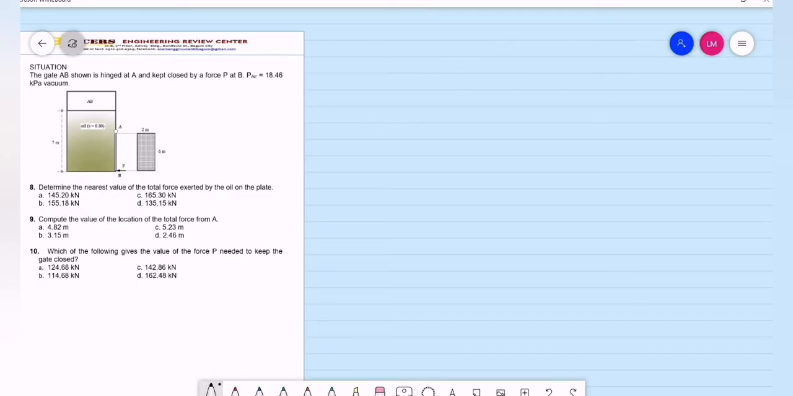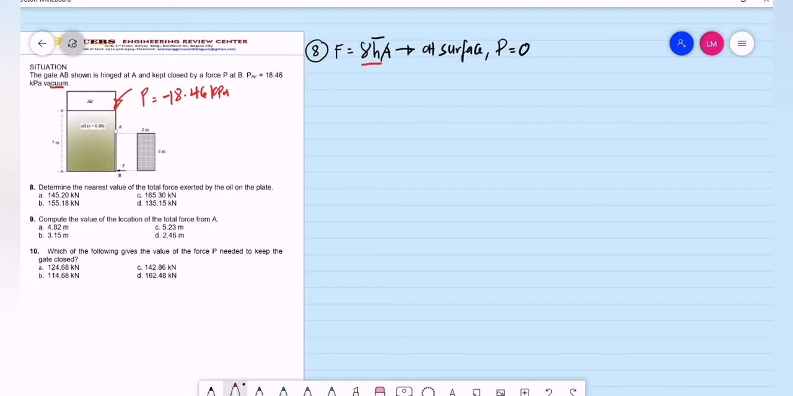So on our previous examples, for number 8, how do we compute for the total force exerted by a liquid on submerged surfaces? That is the unit weight multiplied by the bar H multiplied by the area. But we have a limitation for this formula. At the surface, the pressure should be equal to 0. But as you can see in this problem, the pressure on the surface is not equal to 0. We have a pressure equal to 18.46 kilopascals, and it should be negative. So why is it negative? It is a vacuum pressure, and vacuum pressure is a negative pressure. Since this formula is no longer applicable, we can still reinterpret. We have the equivalent of pressure simply equal to gamma h, or the unit weight times the height.